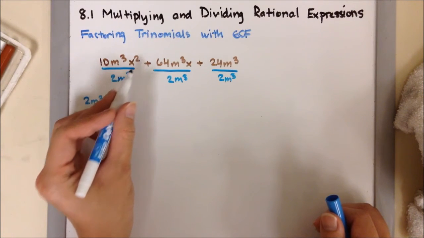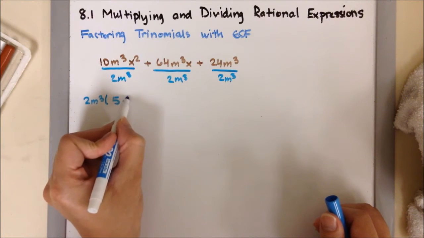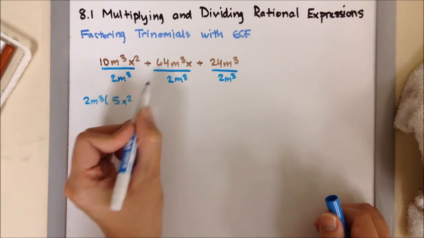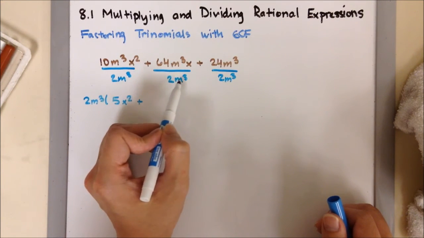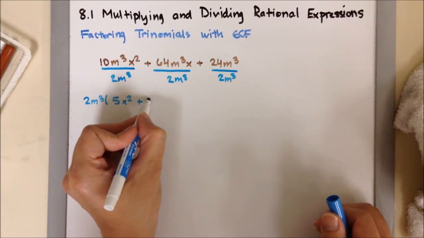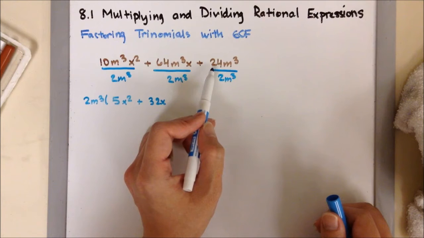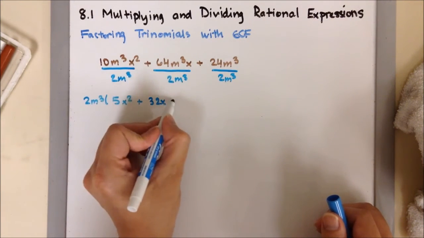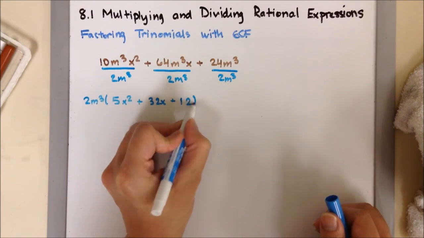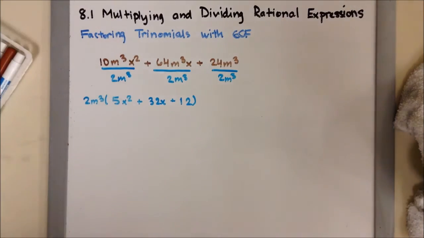So that means that the 2m to the third would be outside of parentheses. 10m to the third x squared divided by 2m to the third is going to be 5x squared plus positive 64m to the third x divided by 2m to the third would simply be 32x, and last, 24m to the third divided by 2m to the third will be positive 12. Close parenthesis. Alright, now we're going to factor inside the parenthesis the trinomial.